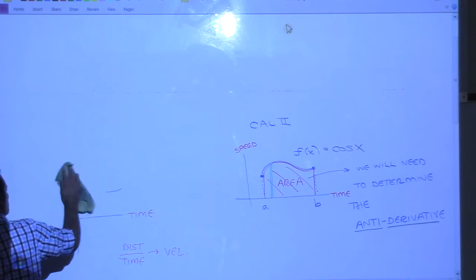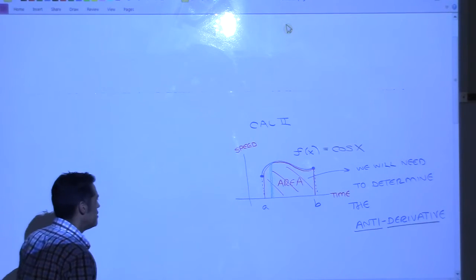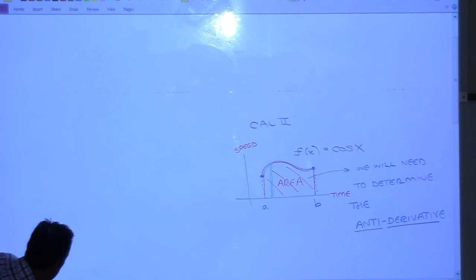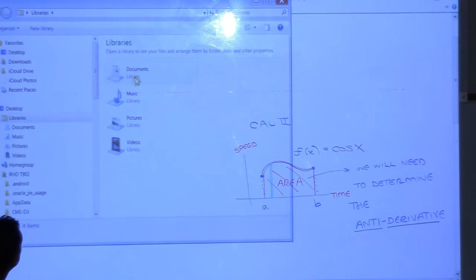So we go and we look at areas, and then we say, okay, well, there's something else we can do. This one's kind of weird. Let me just show you with an animation. I think it'll be easiest if I just show you with an animation.